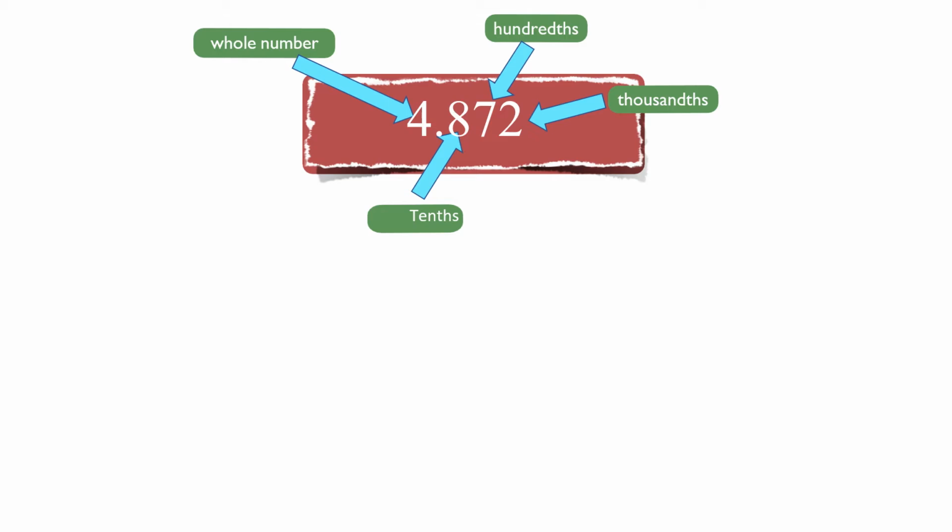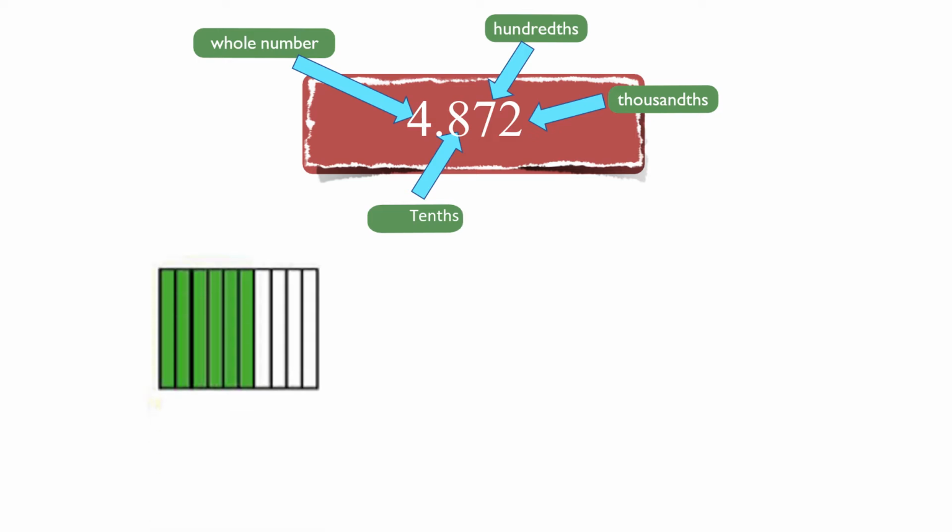How do we read this number again? As I said in the previous video, I read what is before the decimal point as a whole number, then say the decimal point as a word, then read the number on the right of the decimal point as a whole number also, then say the place value of the rightmost digit. So I'm going to read it as 4 and 872 thousandths, because the place value of 2 here is thousandths.